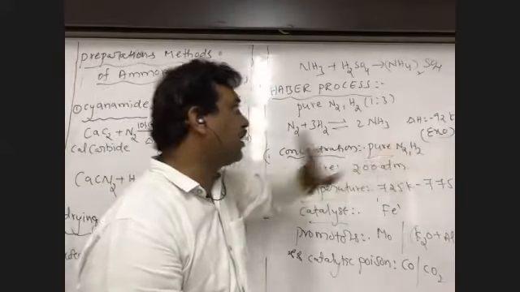Next, catalyst: finely divided iron. Iron present in powder form or as small crystals is called finely divided iron. Finely divided iron is used as a catalyst. In this process, molybdenum or a mixture of K2O and Al2O3 is used as catalytic promoters.